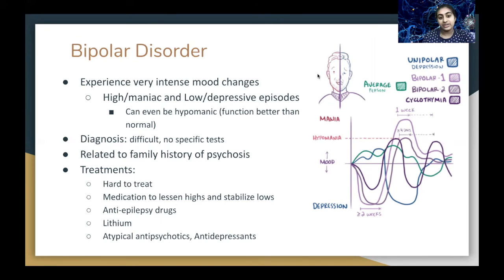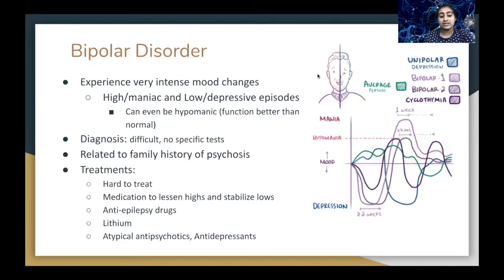So the diagnosis is difficult, and there are no specific tests for bipolar disorder, but it is related to family history of psychosis. So if you are experiencing some symptoms and there's history of psychosis, you may be at risk for having bipolar disorder. But the number one most important thing is to not self-diagnose. You must always go to a doctor to be diagnosed for any sort of disorders.